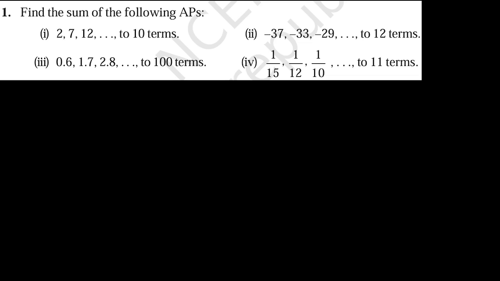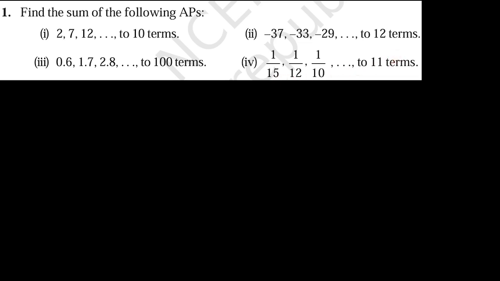So look at this question. The third one, sorry, not third one, fourth one I will discuss. Third one, same technique, but you must be careful. There is a decimal point. Let me discuss the fourth one. 1 by 5, 1 by 12, 1 by 10, etcetera to 11 terms. We need not verify whether it is in AP or not. It is clearly mentioned that it is in arithmetic progression.